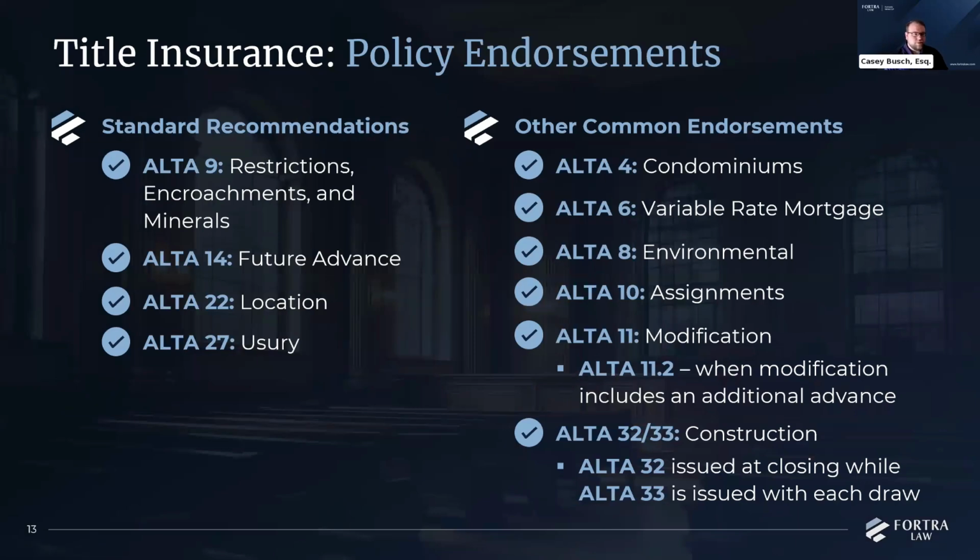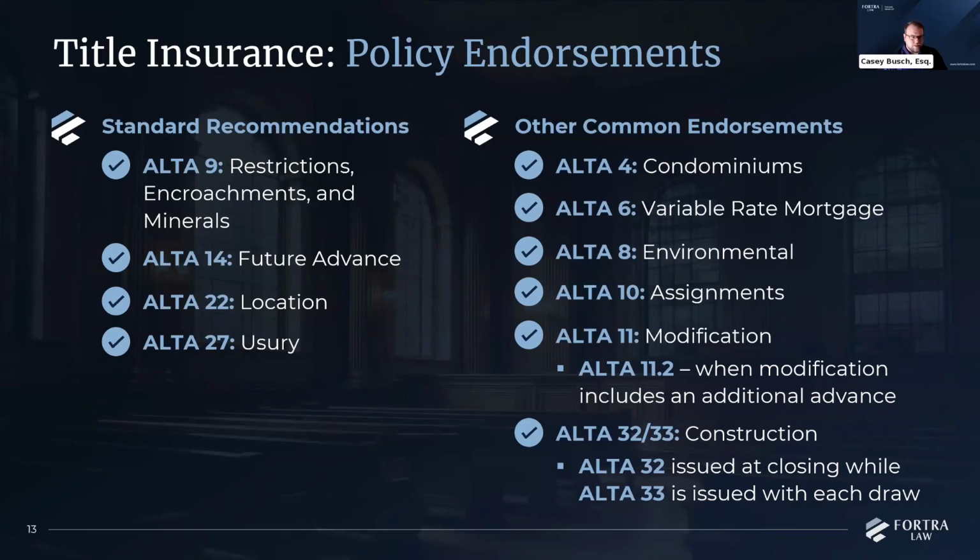And continuing with title insurance. Policy endorsements to a title policy, very similar to if you were to get an auto policy for your car or a home policy for your home, you're going to get endorsements that extend your coverage beyond just your 2021 extended policy. So the standard endorsements that we get, the Alta 9, this is going to be for restrictions, encroachments, minerals. So those covenants and easements that I was talking about on the last slide, the Alta 9 is going to cover as much as it can of those types of restrictions and encroachments and minerals, those recordings on title.